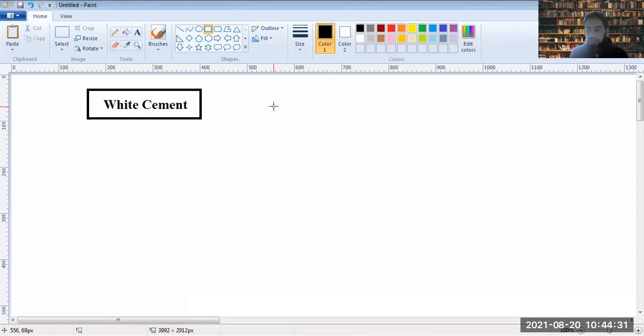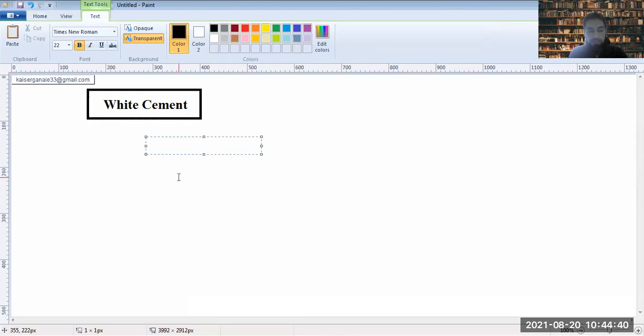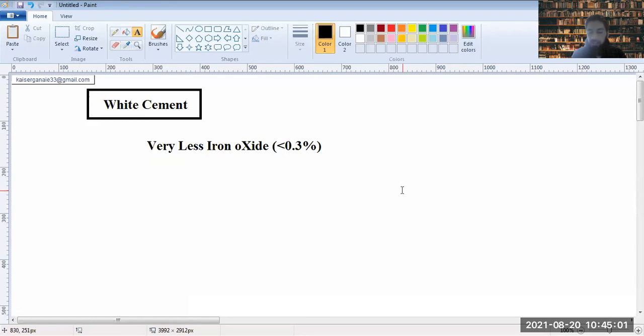So next we'll be studying the white cement, and most of you would be knowing what is white cement. What is white cement? It is a cement which has got very less iron oxide, less than 0.3%. So less iron oxide would mean very less grayish color, thereby it's getting that white color.